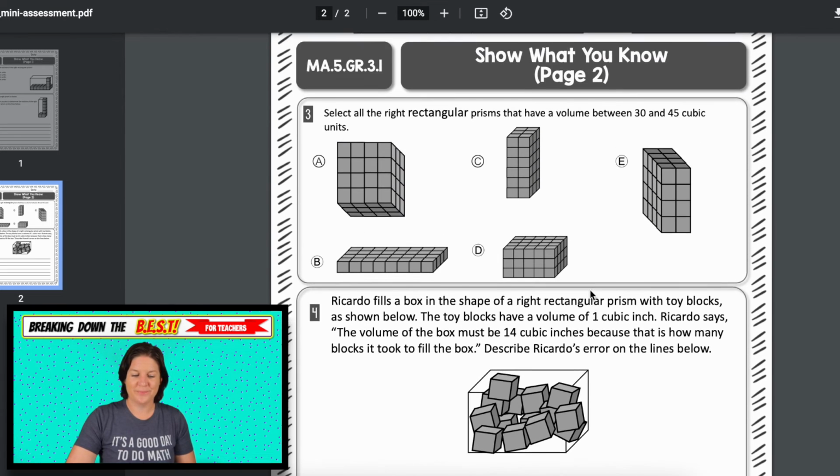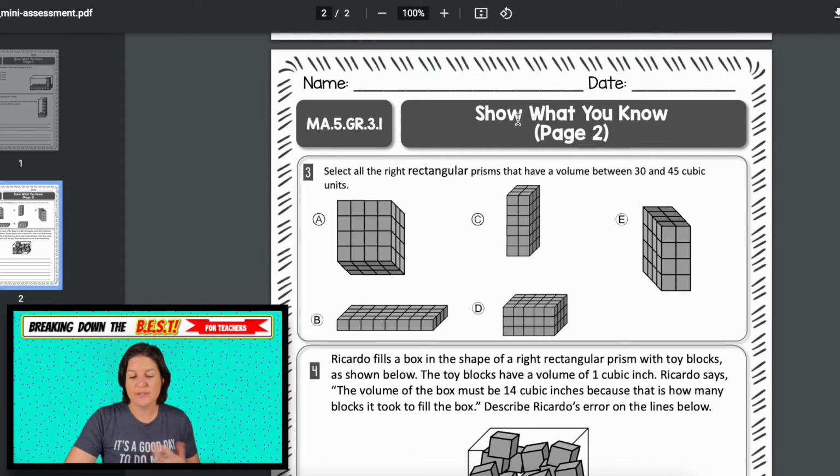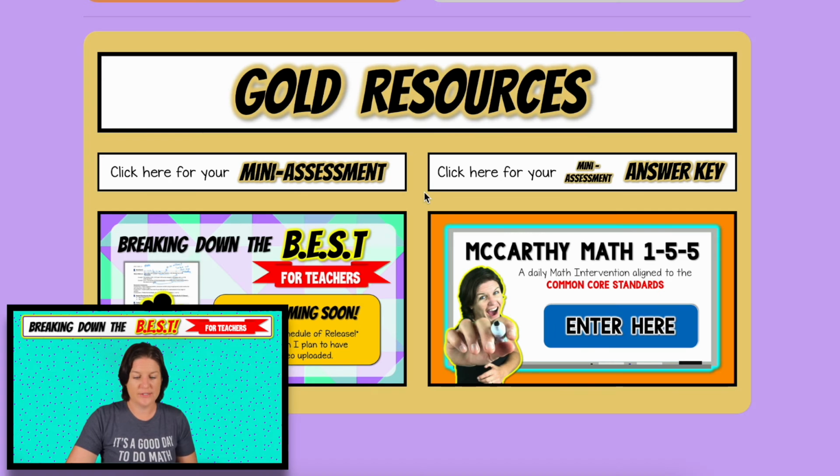There we go. Notice that it doesn't even say mini assessment, it just says show what you know. So you can use these as a mini assessment or as extra practice. However you want to roll it out is cool. Here's your answer key right there. Gold members also have the nice benefit of having the Breaking Down the Best episodes right here with all of your resources, and they are ad-free. Whereas on YouTube, they are also available, but they do contain ads.